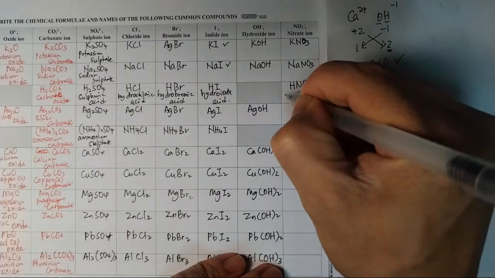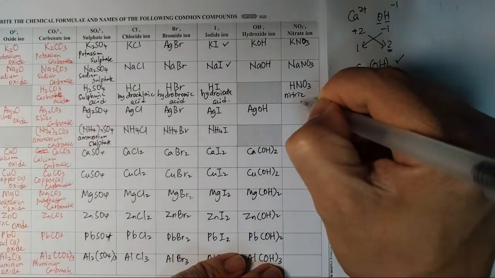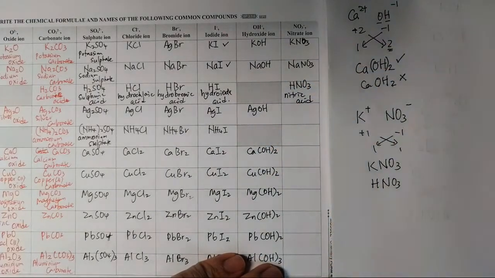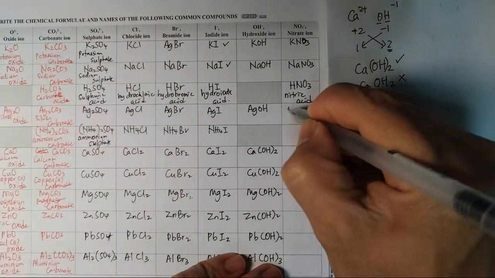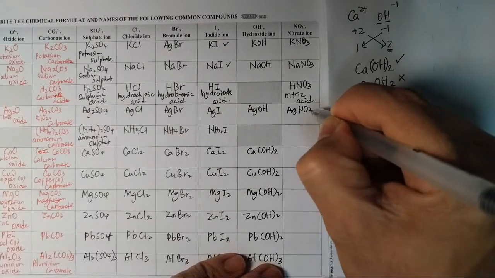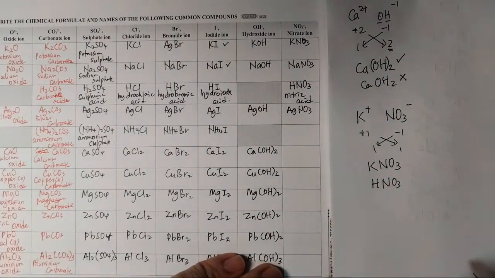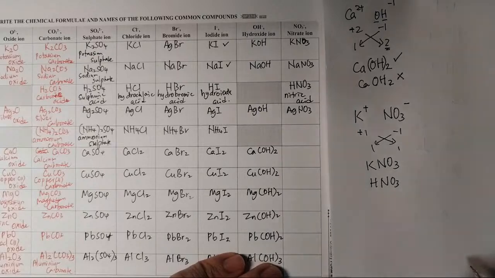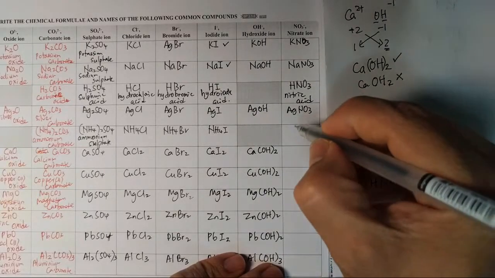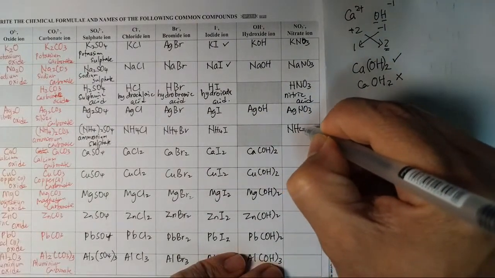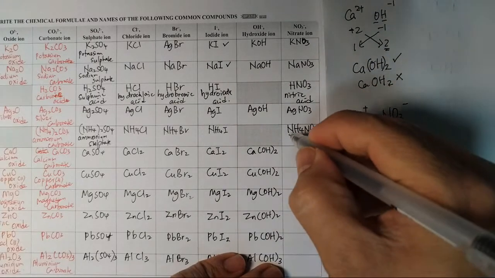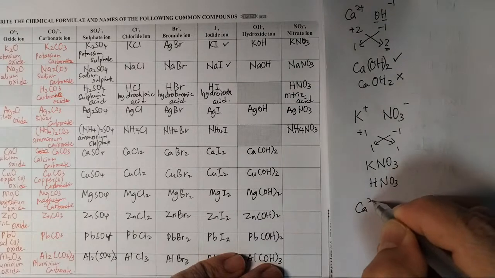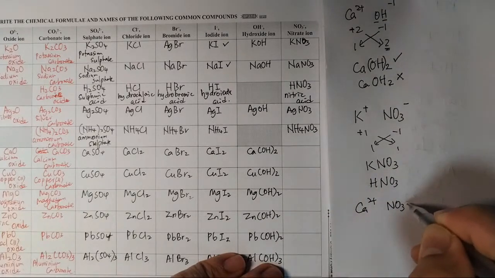Nitric acid. Yes, nitric acid. Okay, good, Jordan. Nitric acid. Yes. Okay, then silver nitrate. Then ammonium nitrate. Okay, calcium nitrate.